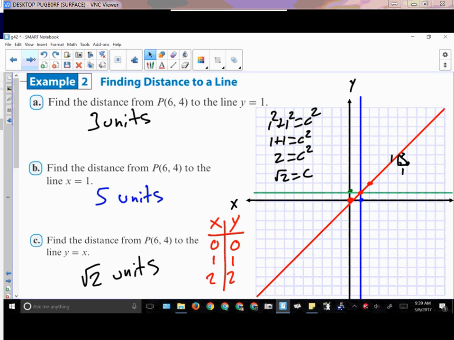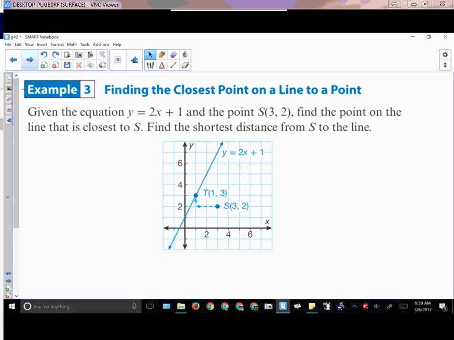So let's try this. Finding the closest point on a line to a point. Now, the shortest distance is always going to be this idea of a perpendicular line. So if I've got this line up here, what's the slope of this line?